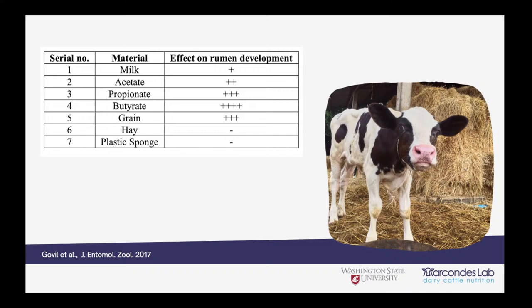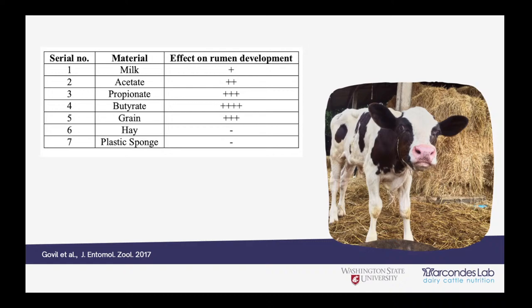So usually we focus on propionate and butyrate in calves. About 50% of all the propionate that is produced inside the rumen is used by the rumen wall to grow. Okay, and about 90 to 95% of all the butyrate.